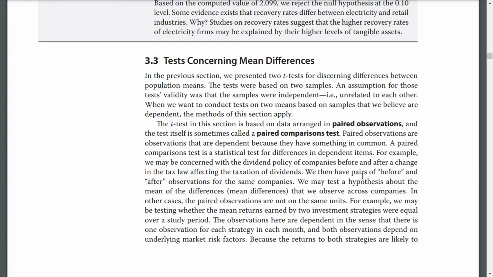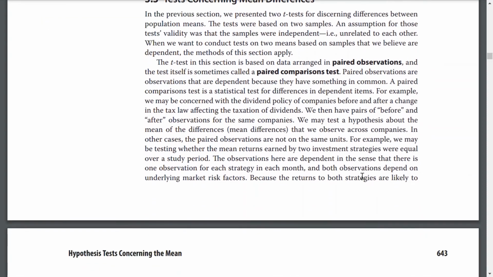The t-test in this section is based on data arranged by paired observations, and the test itself is sometimes called the paired comparison test. Paired comparisons are statistical tests for differences in dependent items. For example, if a tax law affects the taxation of dividends, we have a pair of before and after observations for the same company. For the same companies, we may test a hypothesis about the mean difference that we observe across the companies.